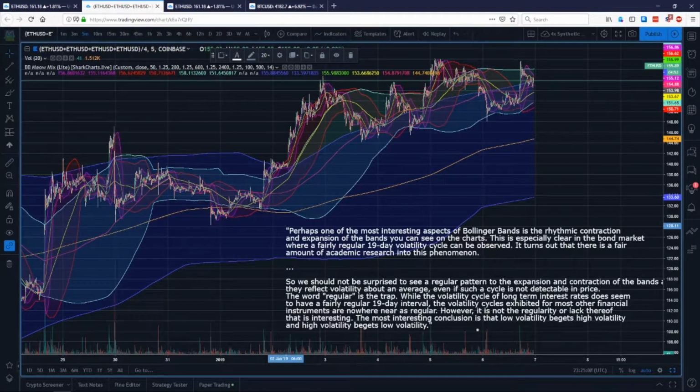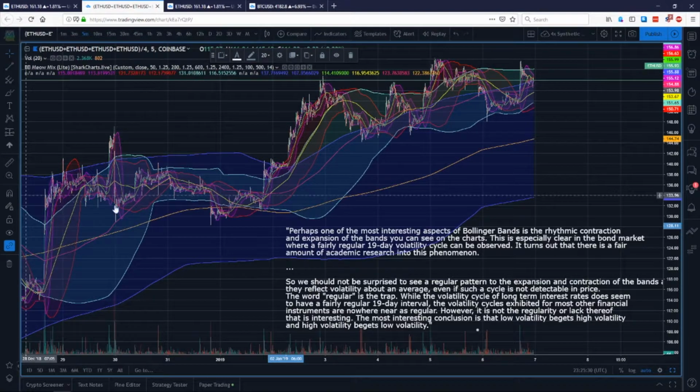While the volatility cycle of long-term interest rates does seem to have a fairly regular 19-day interval, the volatility cycles exhibited for most other financial instruments are nowhere near as regular. However, it is not the regularity or lack thereof that is interesting. The most interesting conclusion is that low volatility begets high volatility, and high volatility begets low volatility.